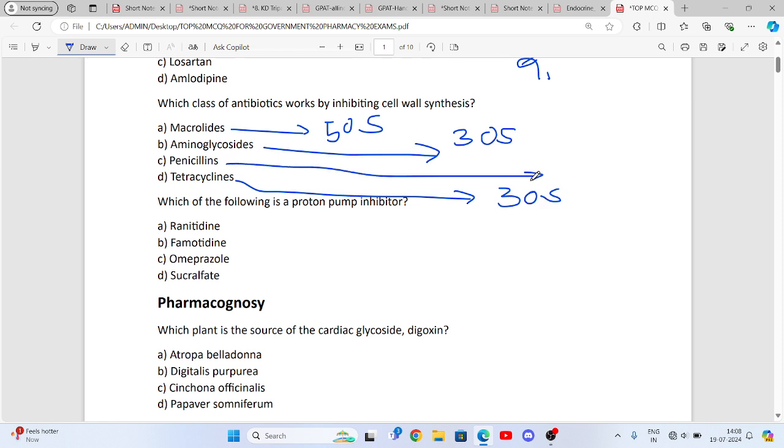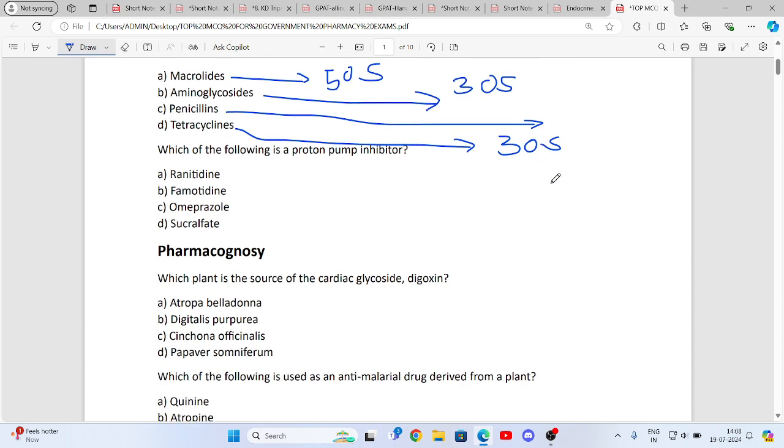Penicillins, these are the drugs that act on penicillin binding proteins and inhibit transpeptidation. So there is no cross-linking. And if there is no cross-linking, the cell wall will be disrupted and the bacterial replication will be inhibited and there will be a bactericidal activity.